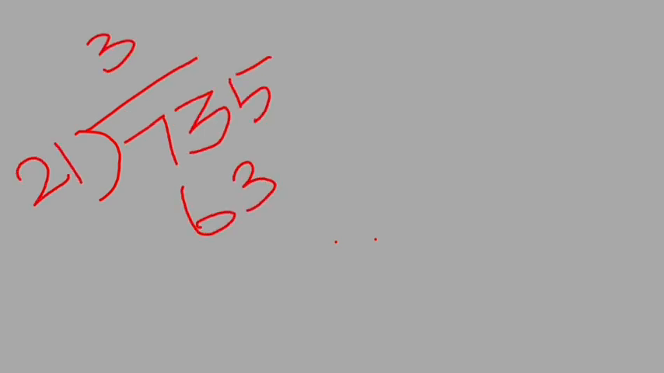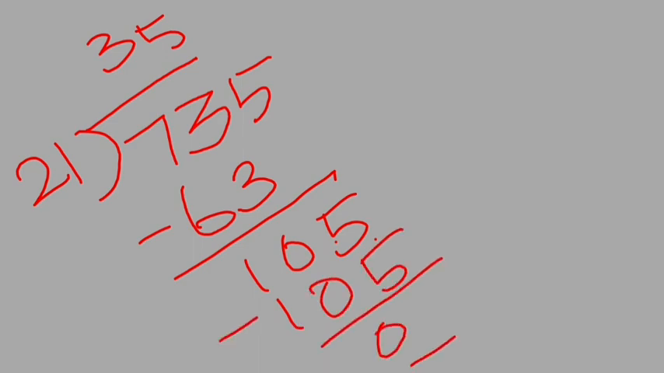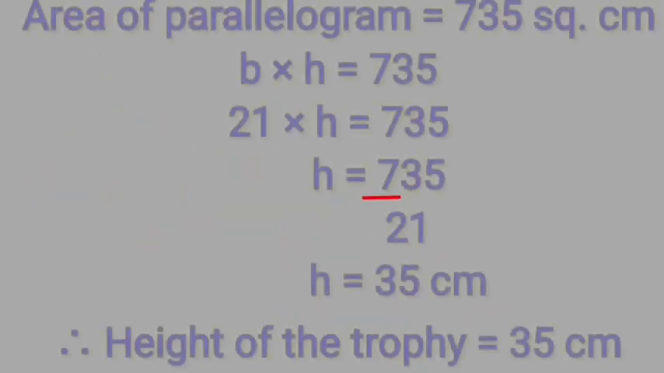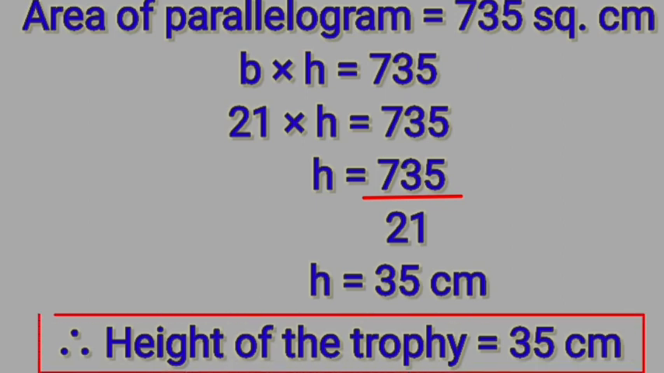3 21s are 63. Subtracting 63 from 73 we get 10. Bring down 5, we get 105. 5 21s are 105. From the quotient we get the answer as 35. Therefore the height of the trophy is 35 centimeter.